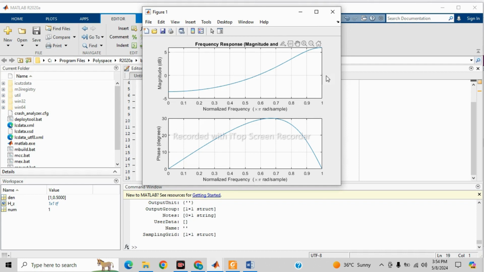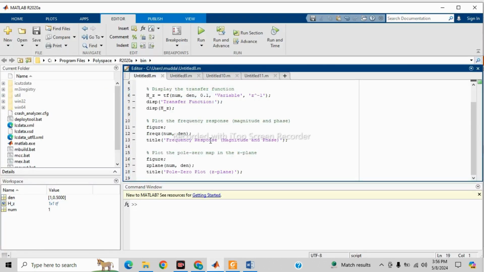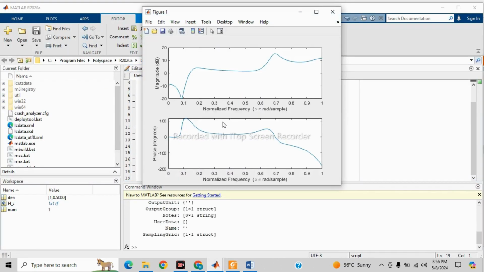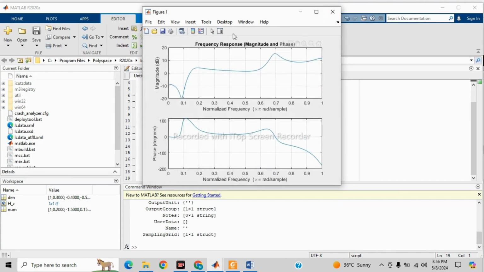Next we have task number 5, explain the graph's output in terms of the frequency versus Z-plane, poles and zeros, and this is the code I have to implement in MATLAB. So here I write this, and the output for this task is here. This is the pole zero plot in Z-plane, and this is the frequency response, magnitude in decibels and phase in degrees.